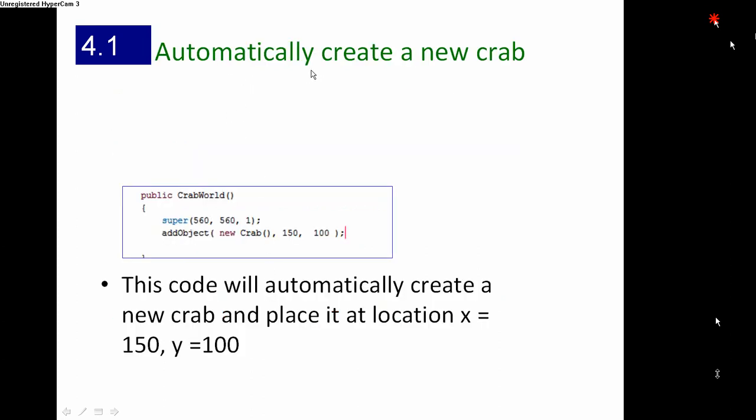Alright, so what we're going to try to do is automatically create a new crab in the crab world. So what you're going to do is you're going to add the code addObject(new Crab(), 150, 100).